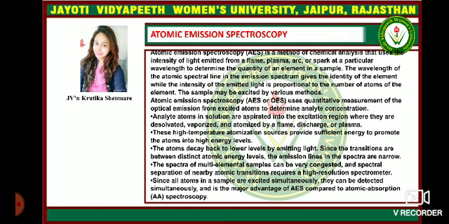Atomic emission spectroscopy uses quantitative measurements of the optical emission from excited atoms to determine the analyte concentration. Analyte atoms in solutions are aspirated into the excited region where they are desolvated, vaporized and atomized by the flame, discharge or plasma. These high temperature atomization sources provide sufficient energy to promote the atoms into high energy levels. The atoms decay back to lower levels by emitting light. Since the transitions are between distinct atomic energy levels, the emission lines in the spectra are narrow.